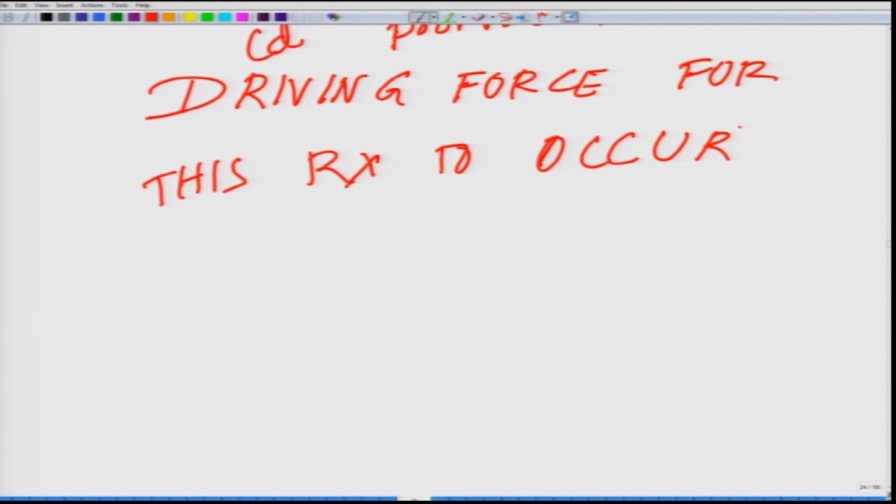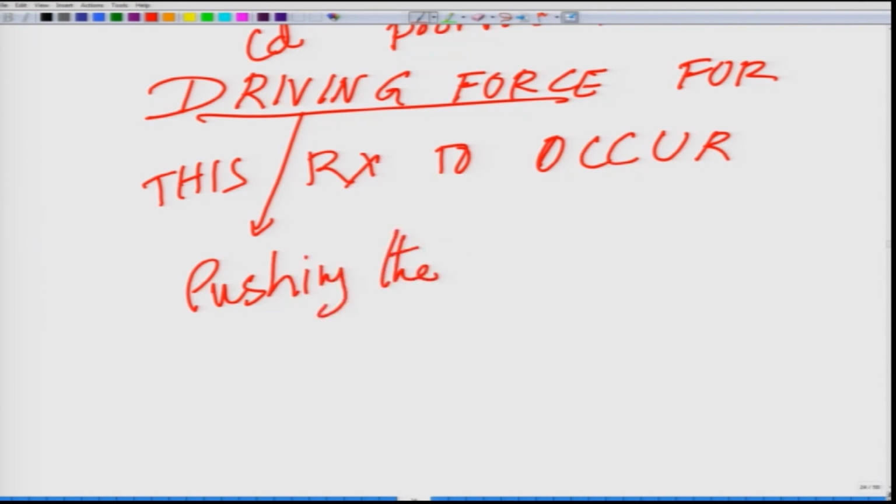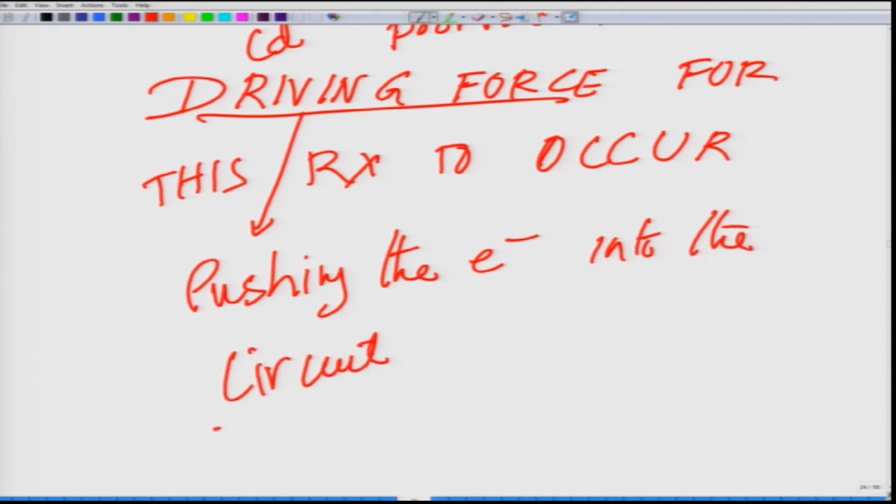Now, in other words, this is the driving force that pushes the electron into the circuit. So keep that in mind. This is where the electron is coming from.